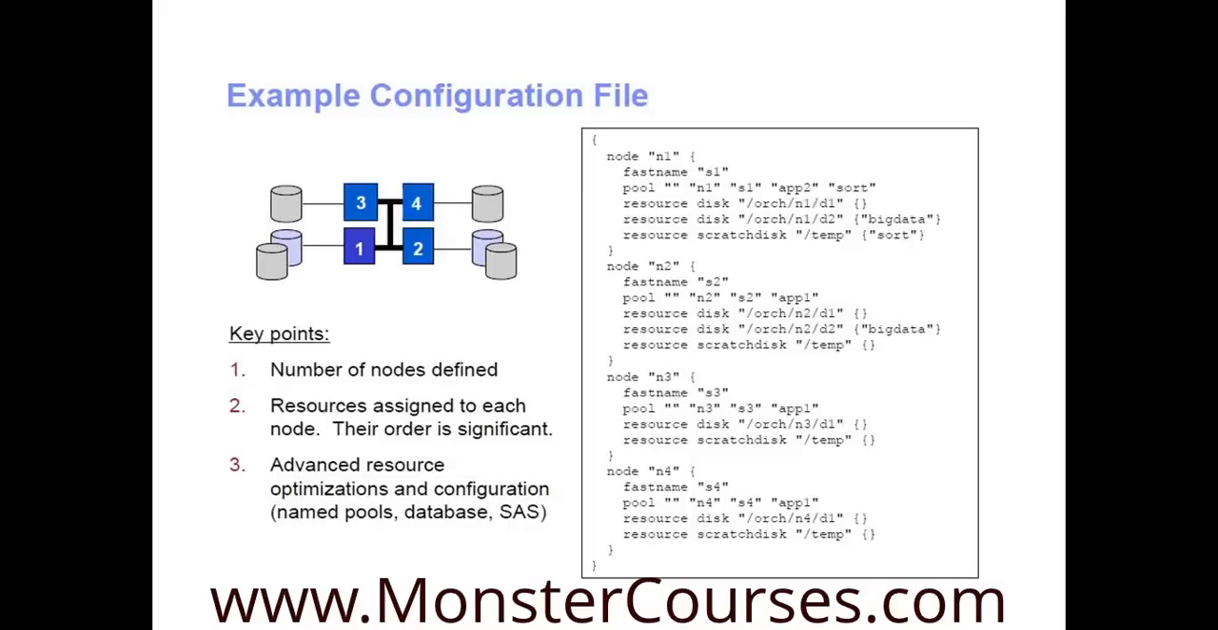Why? Because when we run the jobs, it uses some buffer memory, a buffer space. So we are telling DataStage to use this directory for all these things. Okay. And resource disk is the main disk for all the operations.